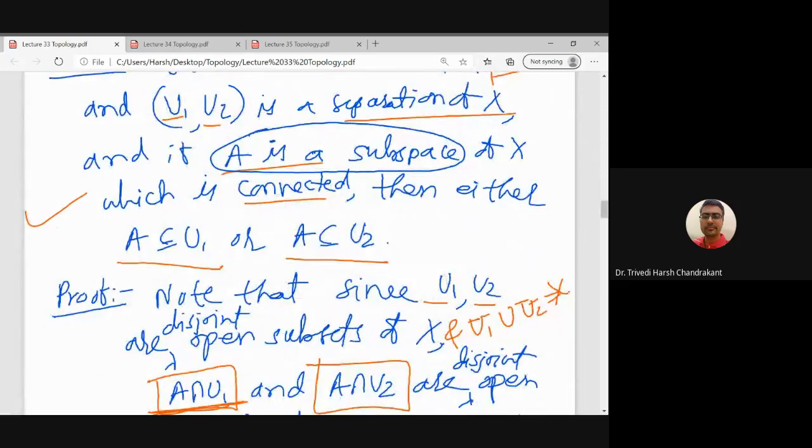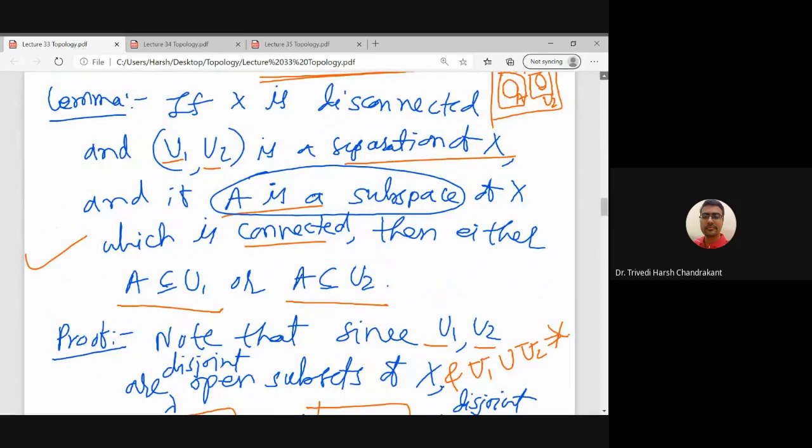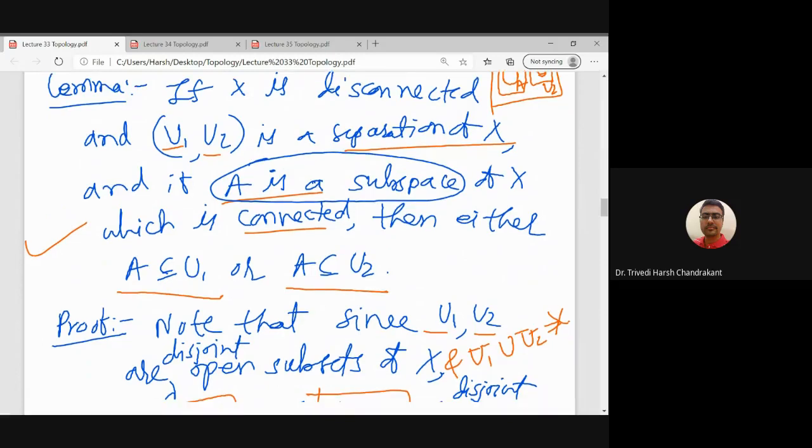And this is a very useful result which we frequently use throughout: if I have a disconnected topological space X which has a separation U1, U2, and in that disconnected space I have a subset A which is connected, so X is disconnected but its subset A is connected, then this subset A will either be a subset of U1 or a subset of U2. So this is one of the important results which we are using throughout.